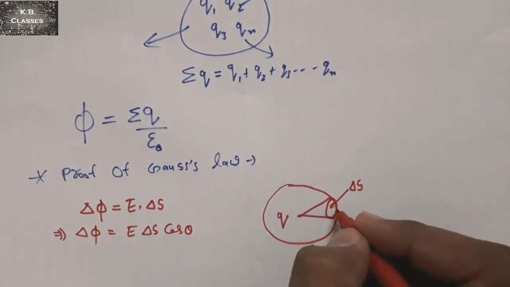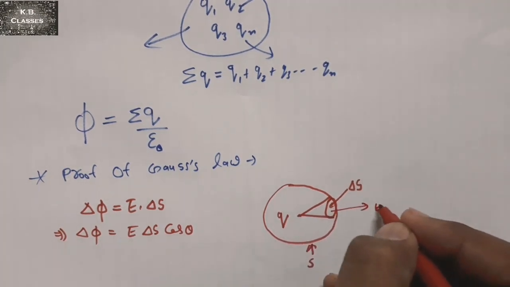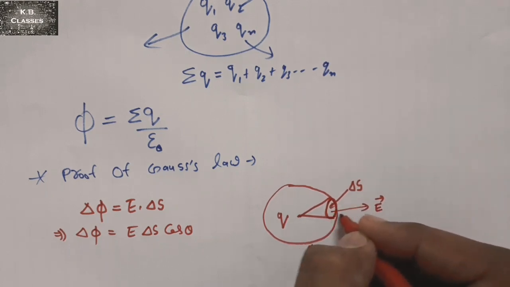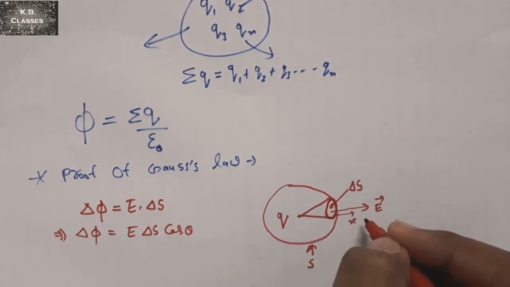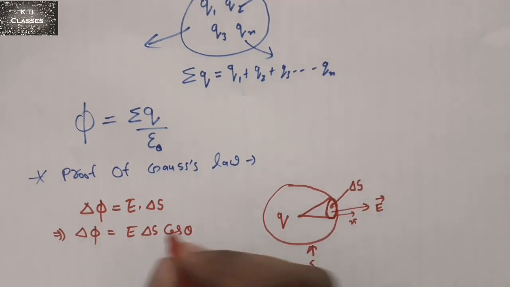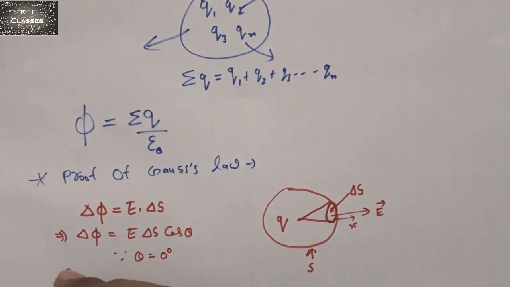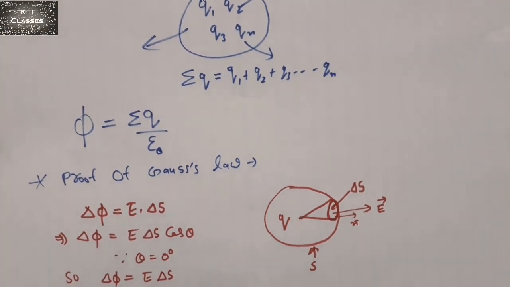What is theta here? This is the charge q, the direction of the electric field is this, and the direction of delta s is also the same. This is the n cap vector. So the angle between E and delta s is theta equal to 0 degrees. So delta phi is equal to E delta s.